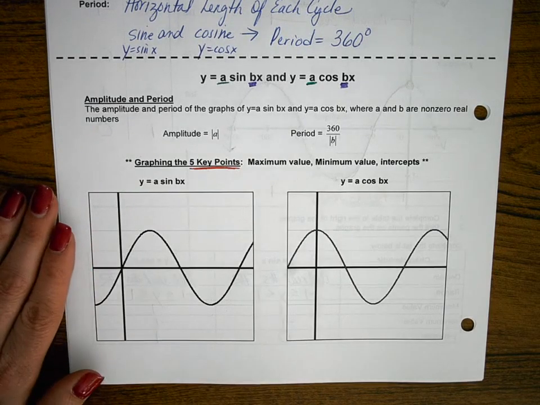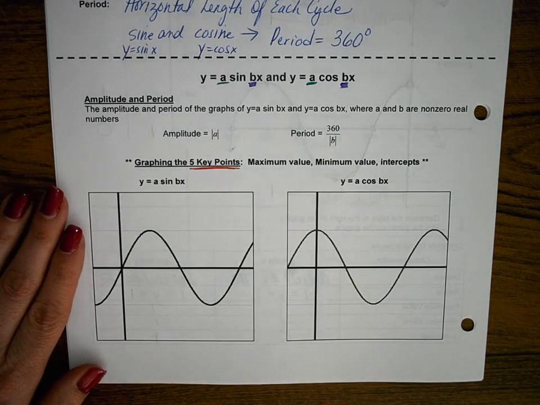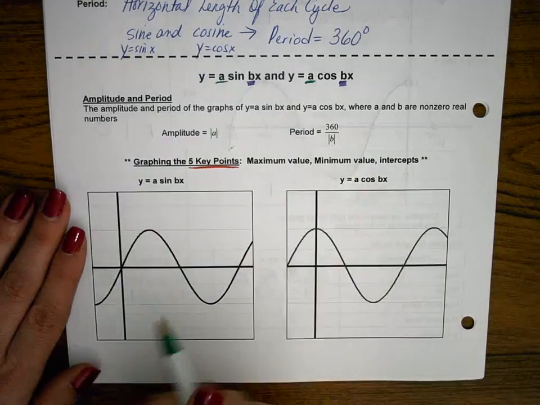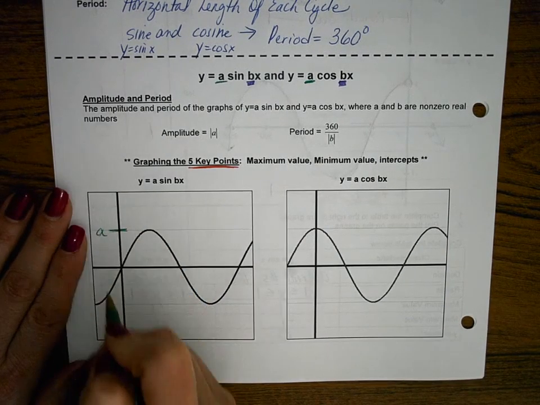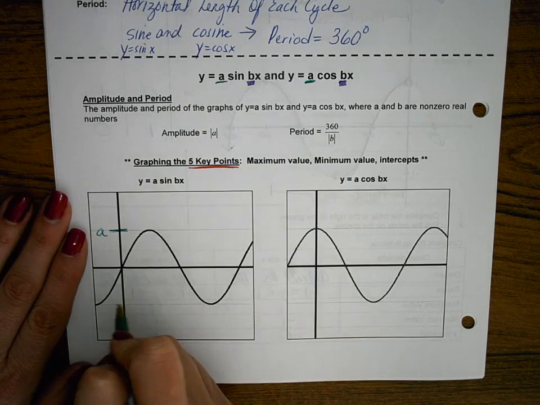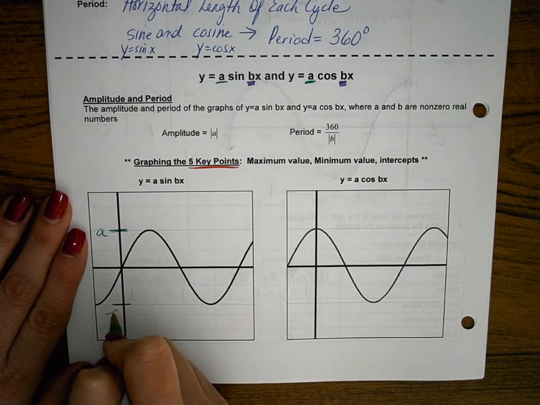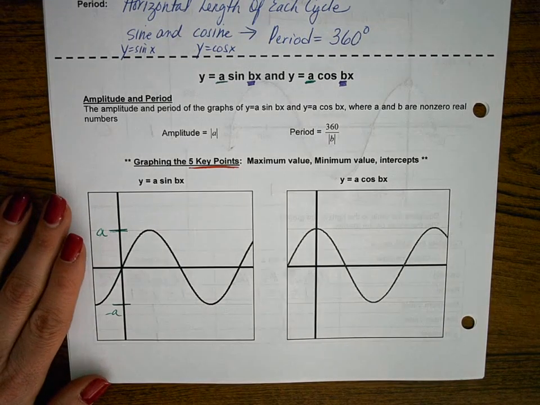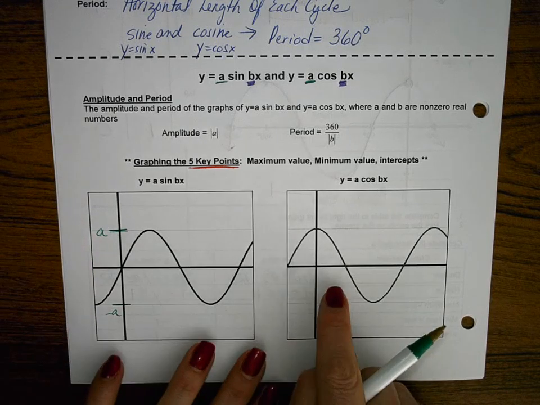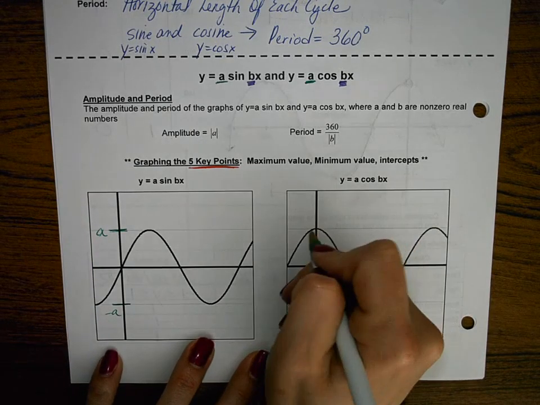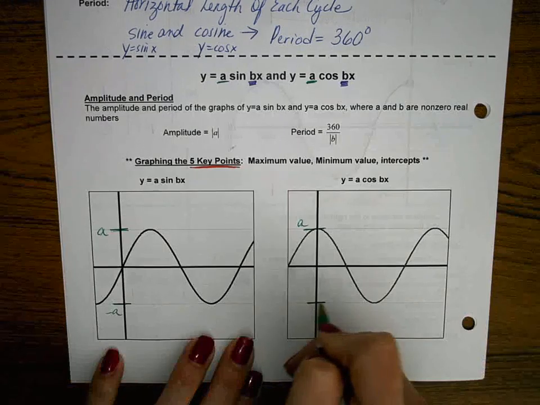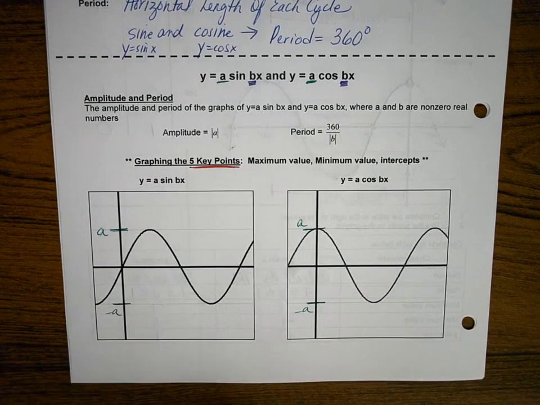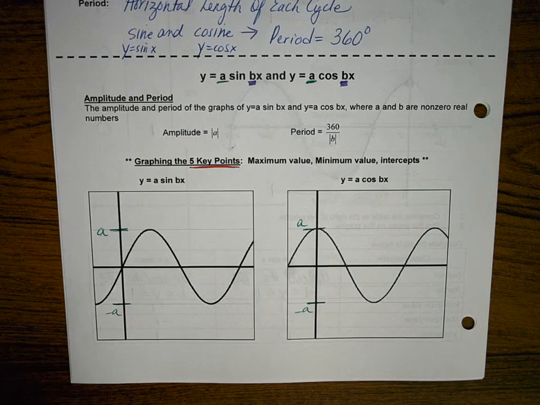Here's the deal. My amplitude is the absolute value of a. So from the middle of my graph to the top, it's a distance of a. From the middle of my graph to the bottom, it's a distance of a, so that is negative a down there in the bottom. In both cases, from the middle of my graph to the top, I go up a. From the middle of my graph down, I go down a. So I go from negative a to positive a. Then the period.